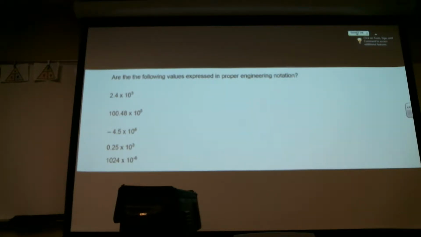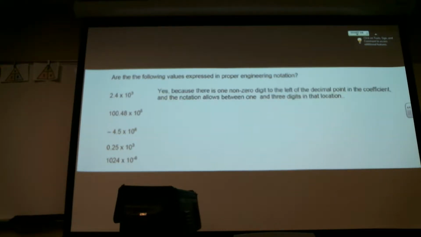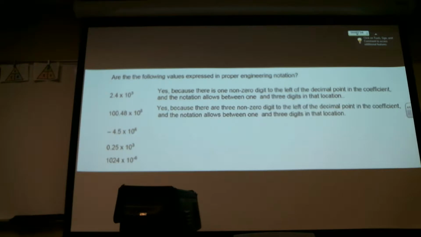Are the following values expressed in proper engineering notation? How about the first one? 2.4 times 10 to the third. Yes, because there is 1 non-zero digit to the left. I do have the number 2 to the left of the decimal, and the notation allows between 1 and 3 digits. It meets all the criteria. The next one, yes, because there are 3 non-zero digits to the left of the decimal point. So we've got 100 over there, and the notation shows between 1 and 3 digits in that location.